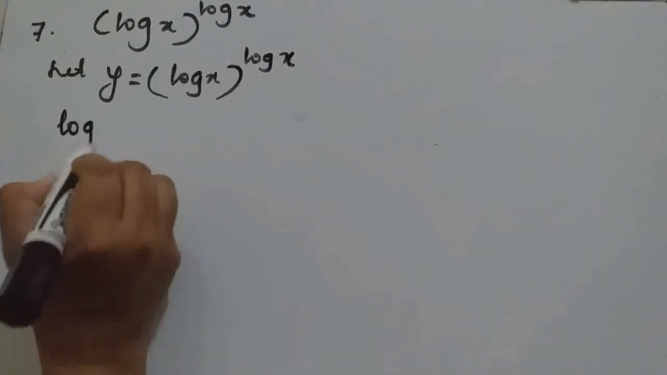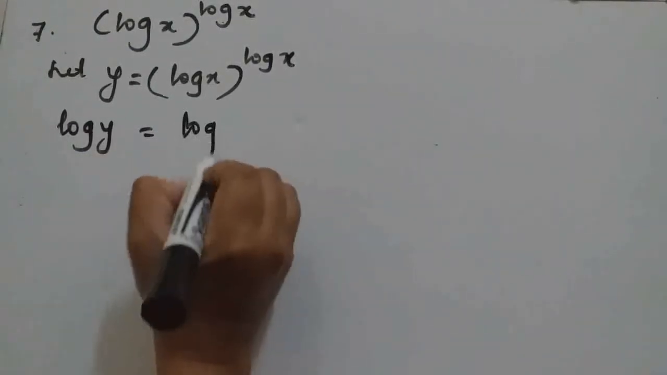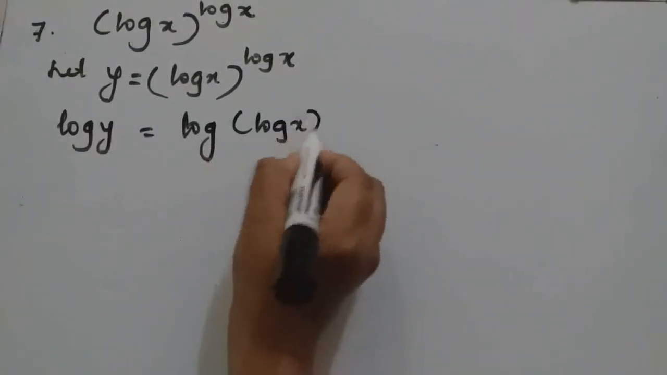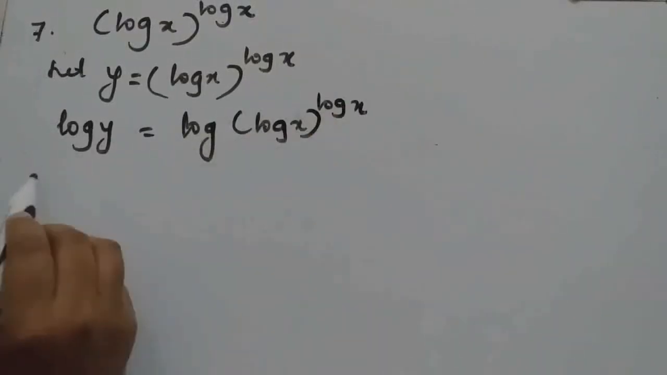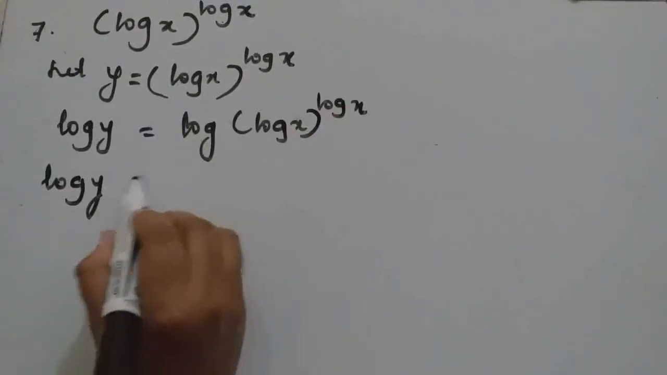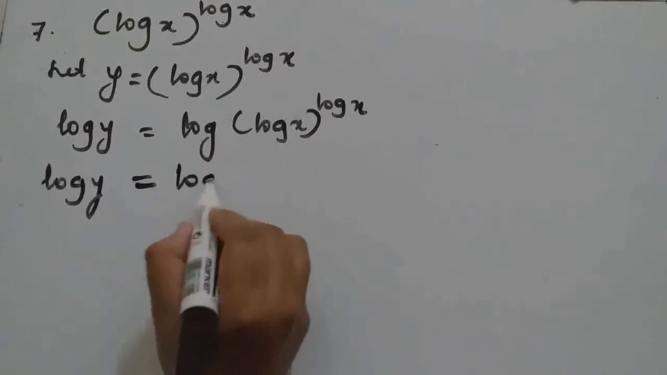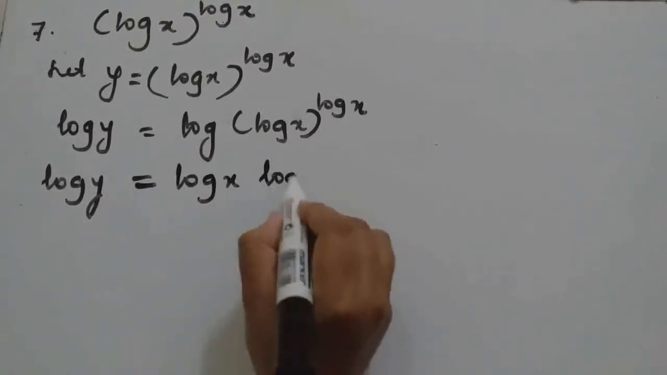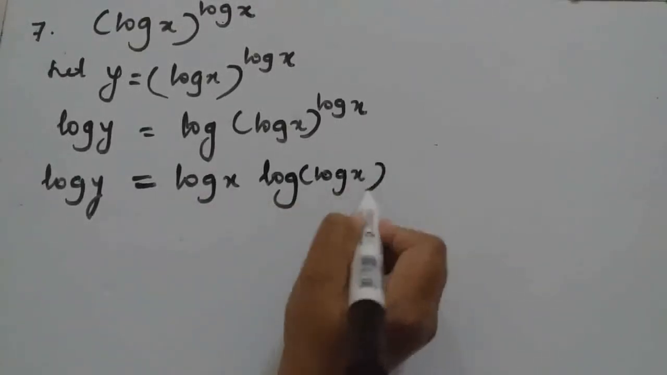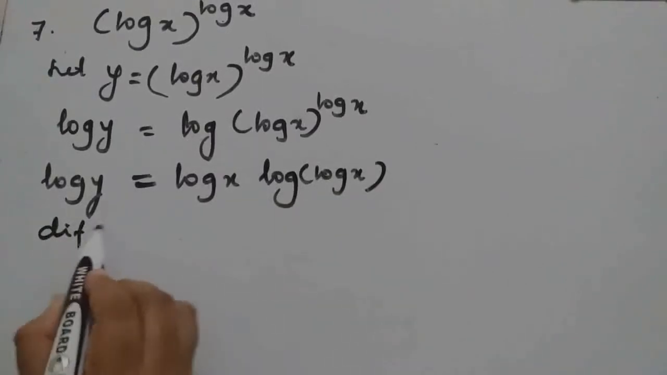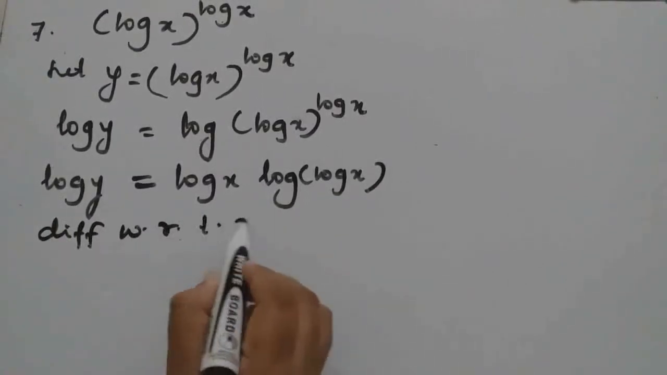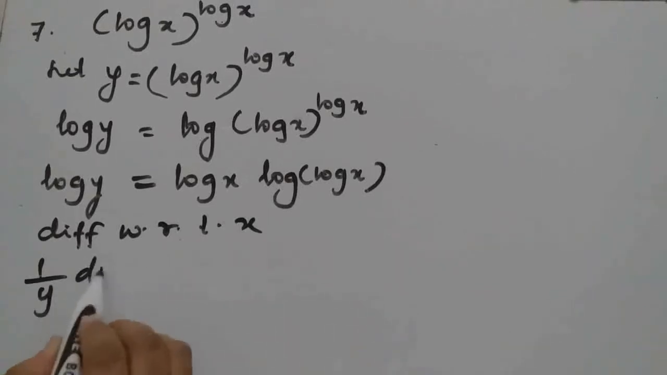Then we will apply log. So log of log x power log x. Now, by the laws of logarithm, this power should come out. Now we can differentiate. So 1 by y dy by dx.